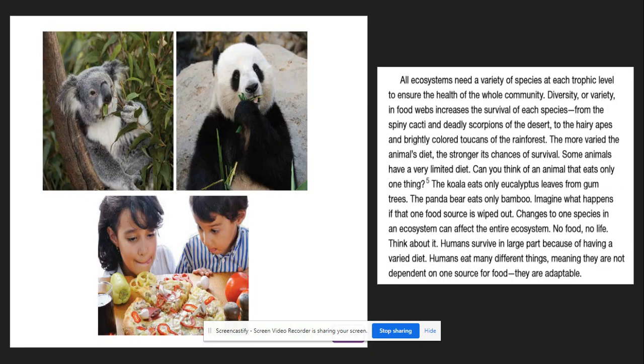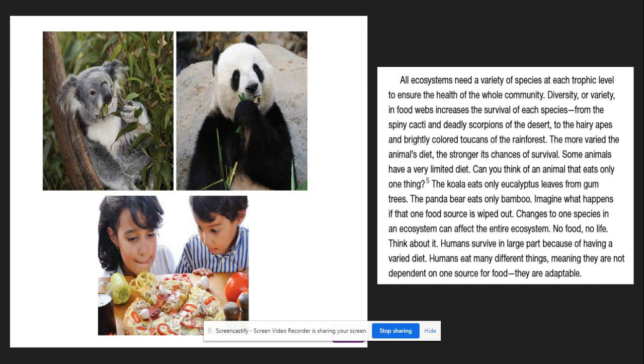All ecosystems need a variety of species at each trophic level to ensure the health of the whole community. Diversity, or a variety, in food webs increases the survival of each species, from the spiny cacti and deadly scorpions of the desert to the hairy apes and brightly colored toucans of the rainforest. The more varied the animal's diet, the stronger its chances of survival.